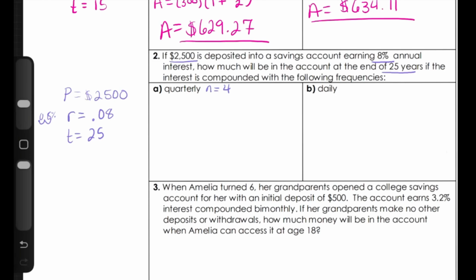And our equation is going to be the same thing. A is equal to P times 1 plus R over N to the power of N times T. A will be equal to, our P in this instance would be 2,500 times 1 plus our rate of 0.08 divided by our number of times compounded would be 4 to the power of 4 times our time, which is 25.